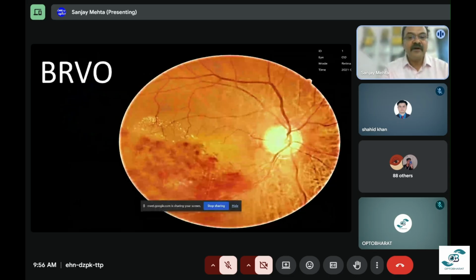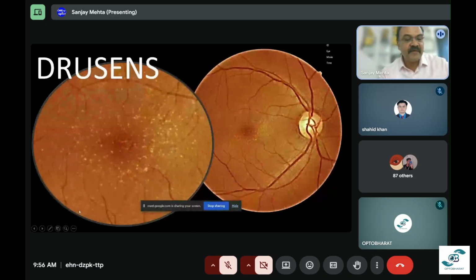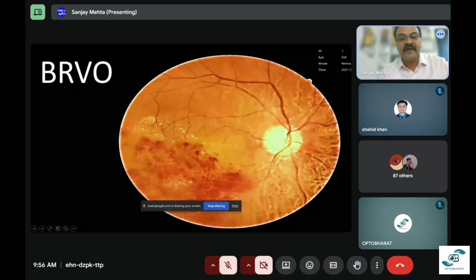Now, this is also a lady who came to my place, just saying my vision is blurred. It turned out to be branch retinal vein occlusion. Mostly it is on the superior portion, but in her case it is on the bottom. Along with that, she is diabetic, hypertensive, everything is there. So you can see a lot of diabetic retinopathy changes, and these veins are a little bit engorged.